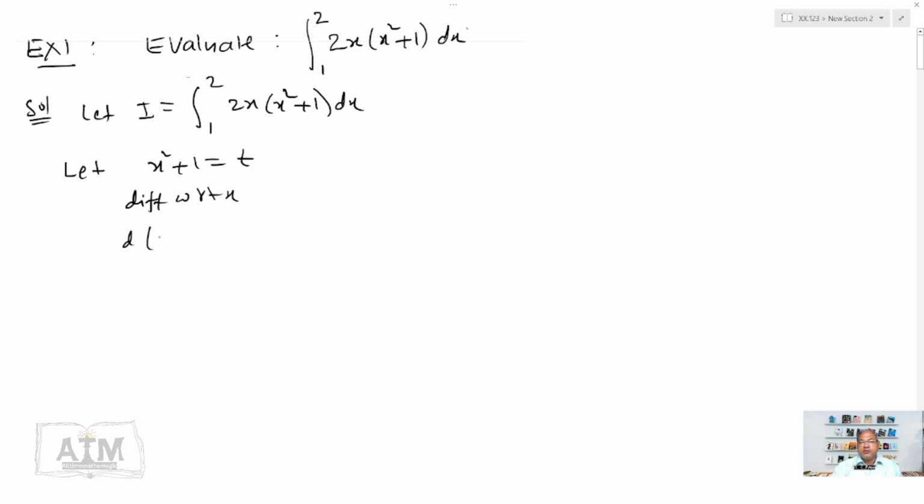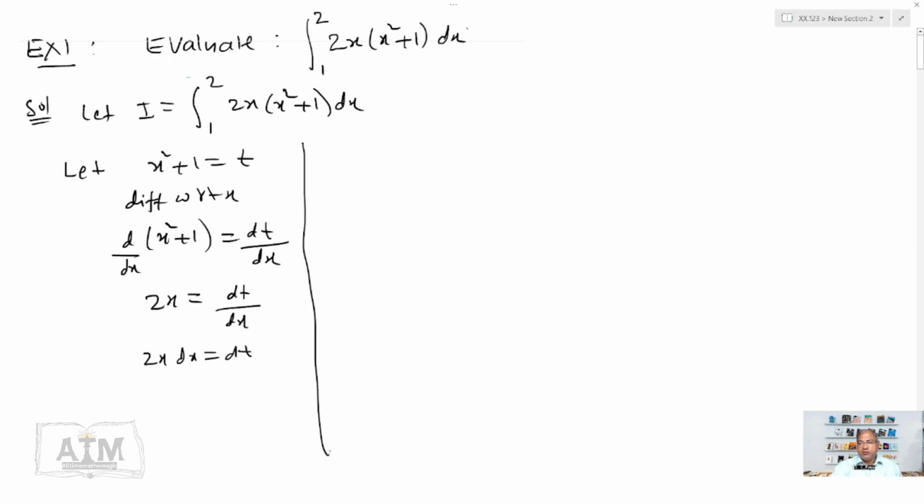Differentiating with respect to x, the differentiation of x square plus 1 with respect to x equals dt by dx. So the derivative of x square is 2x, equals dt by dx. Therefore 2x dx equals dt. So step 1 is over. Call it as 1, call it as 2, and call it as 3.